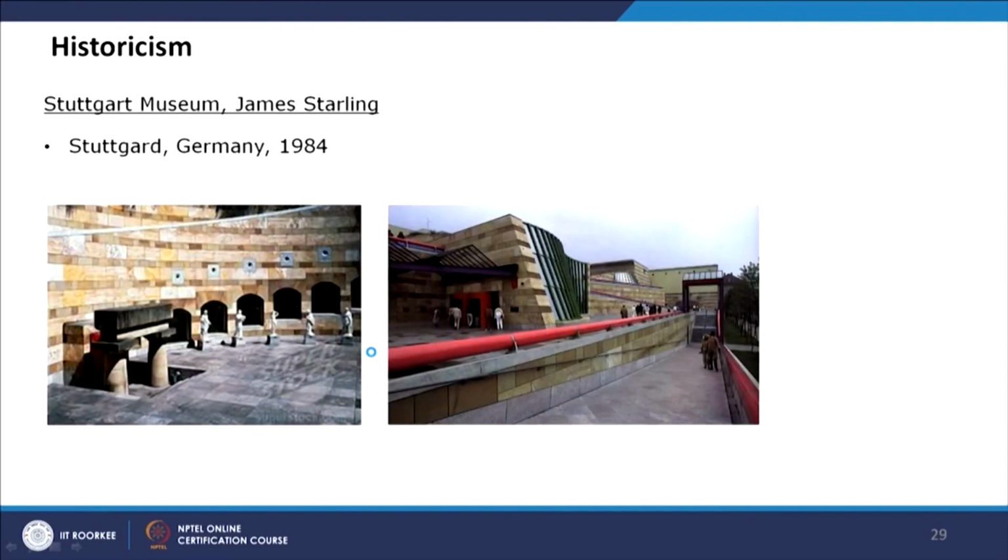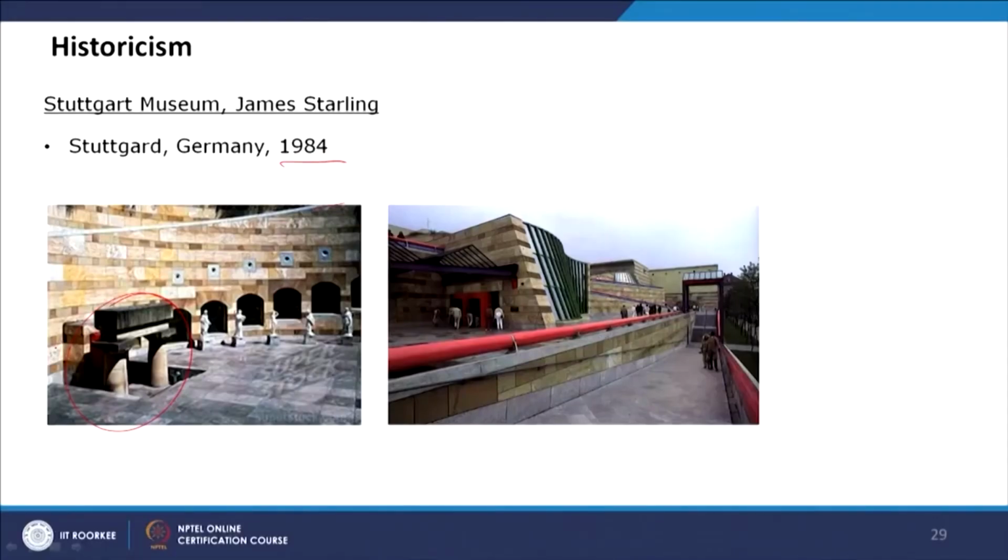So another example of this historicism will be the Stuttgart Museum by James Stirling, which is in Stuttgart, Germany, and designed in 1984. Here also, there is a series of arches, and this has a depiction of history. This series of arches has a European, or especially Italian, semicircular arch depiction. But here it looks like Egyptian columns, and this is blended with the contemporary facades, which are turned and twisted and blended with rectilinearity and curvilinearity.